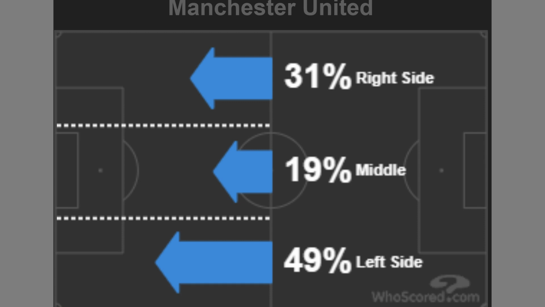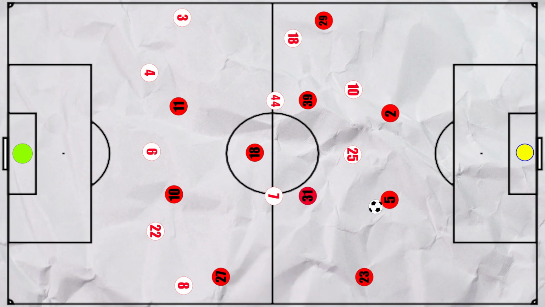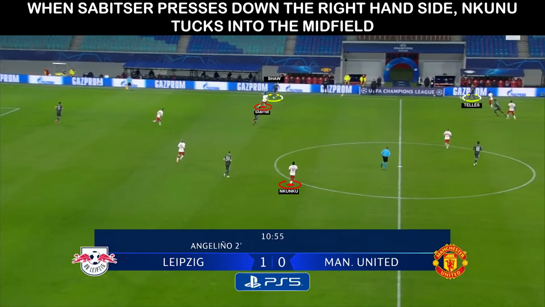But the left was United's preferred attacking region. This is because they could more easily create wide overloads as they had two natural left backs in Shaw and Tejas. So, Shaw could push wide, allowing Tejas high as a winger. And in these scenarios, it was Sabitzer who pushed high and wide to press Shaw, to try and prevent the progression. At the same time, Nkunku would tuck into the midfield to prevent any potential midfield overload.